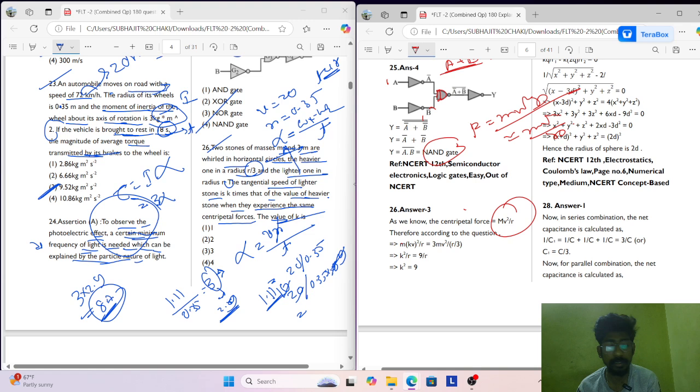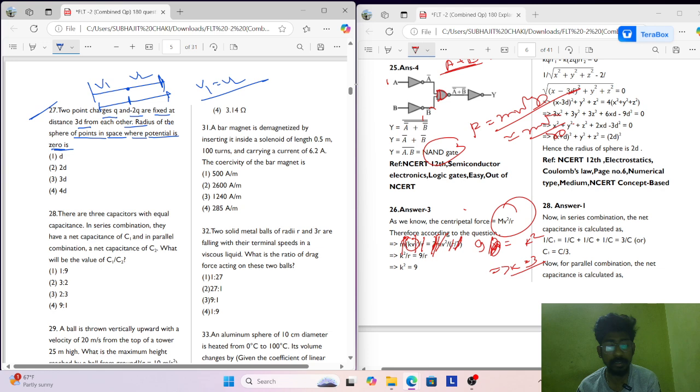Two point charges q and minus 2q are fixed at a distance 3d from each other. Find the radius of the sphere of points where the potential is 0. So potential is 0. How to calculate this kind of numerical? Let's take a distance where the potential is equal for both the cases, V1 and V2. V1 equals V2. V1 equals what? How to calculate V? V is equal to KQ by R, you know this. KQ1 by R1, KQ2 by R2.